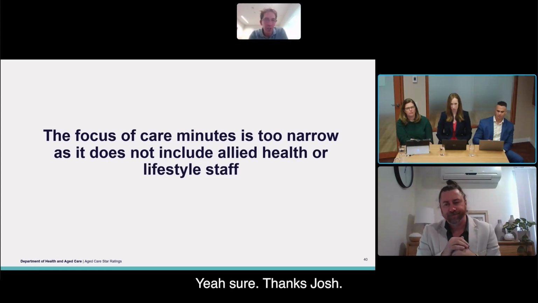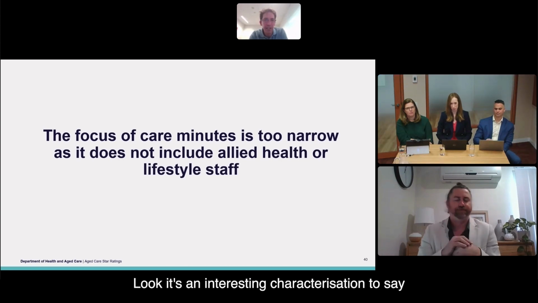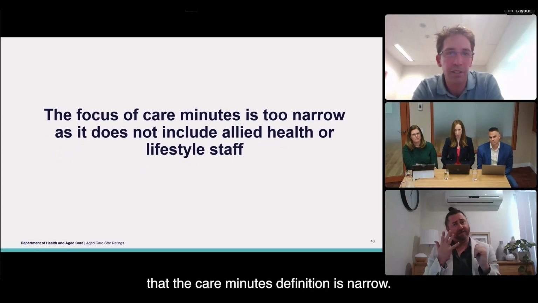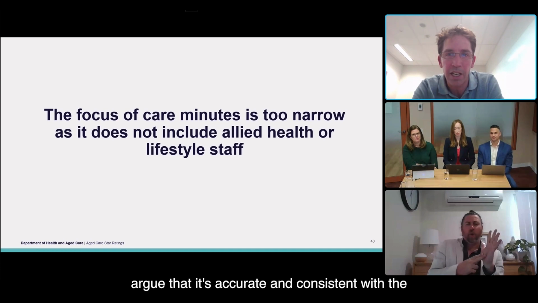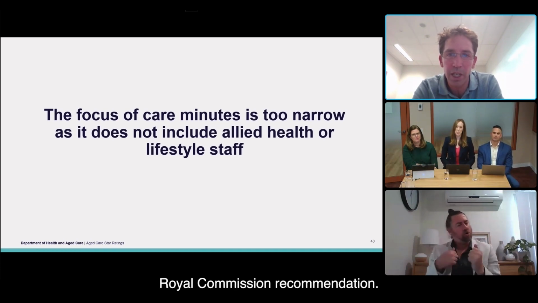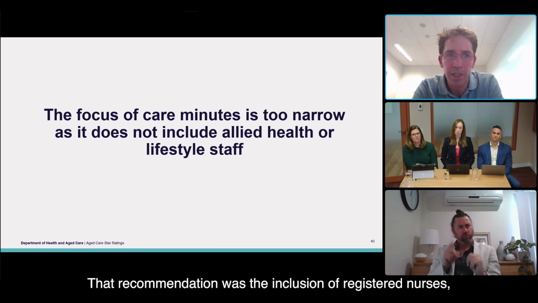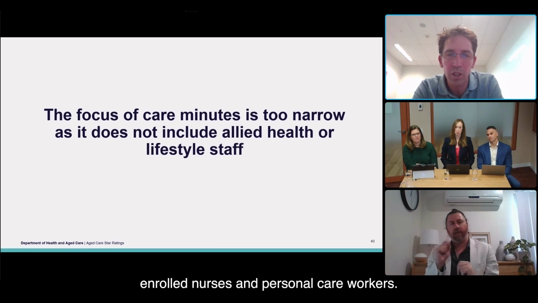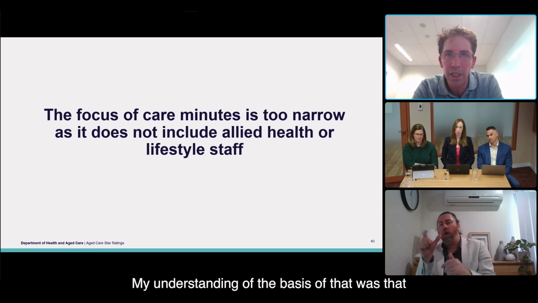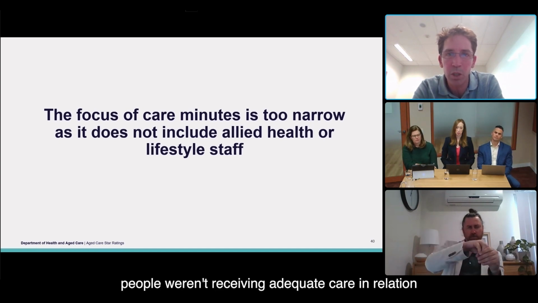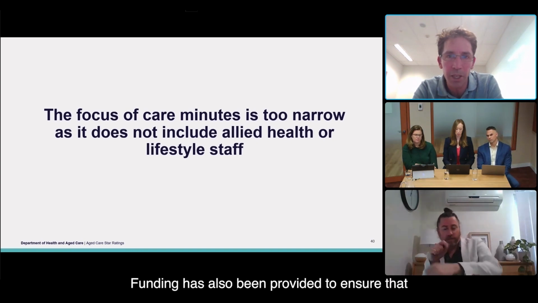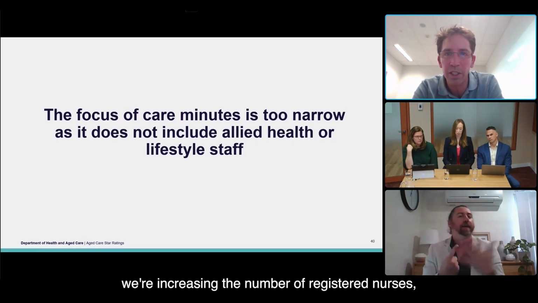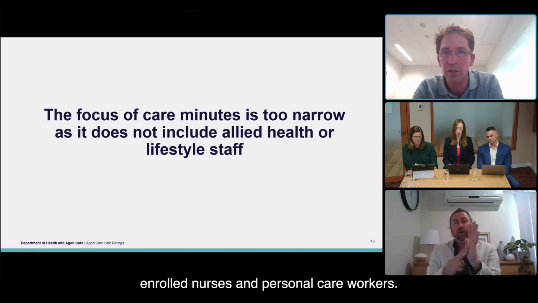Yeah, sure. Thanks, Josh. Look, it's an interesting characterisation to say that the care minutes definition is narrow. I'd argue that it's accurate and consistent with the Royal Commission recommendation. That recommendation was the inclusion of registered nurses, enrolled nurses and personal care workers. My understanding of the basis of that was that people weren't receiving adequate care in relation to showering, toileting, medication and those sorts of things. Funding's also been provided to ensure that we're increasing the number of registered nurses, enrolled nurses and personal care workers.